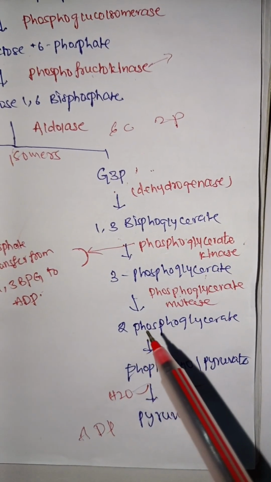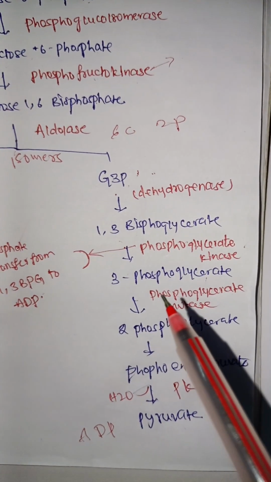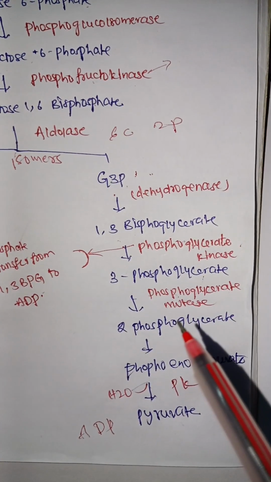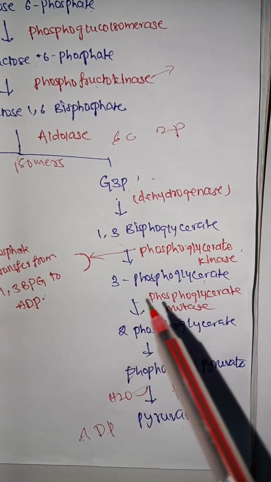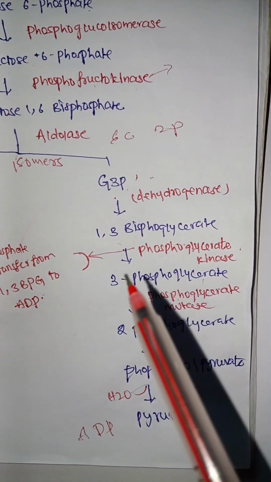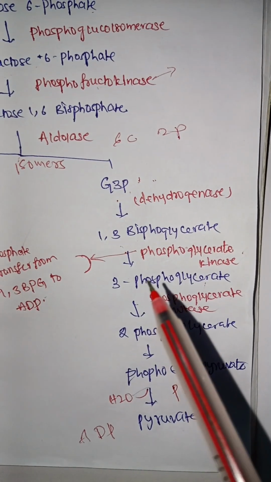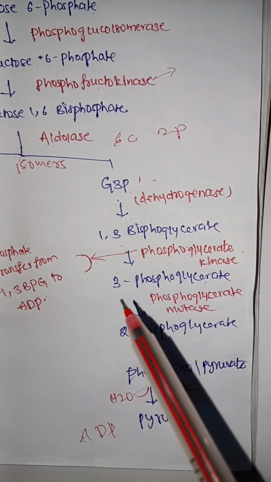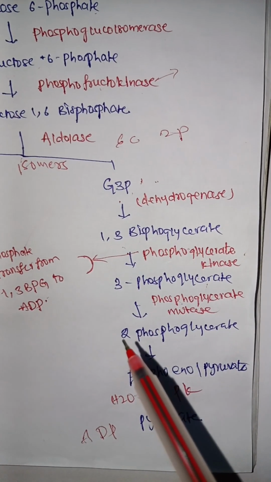3-phosphoglycerate is converted into 2-phosphoglycerate via the enzyme phosphoglycerate mutase. Here there is no change in the carbon number and no change in the phosphate number, but the phosphate is shifted from the third carbon to the second carbon.